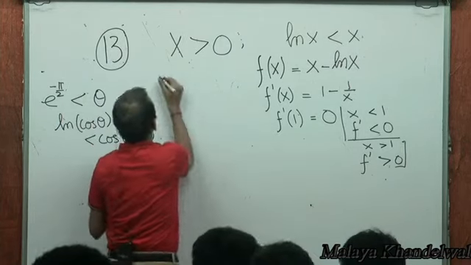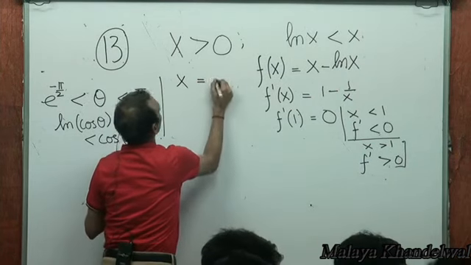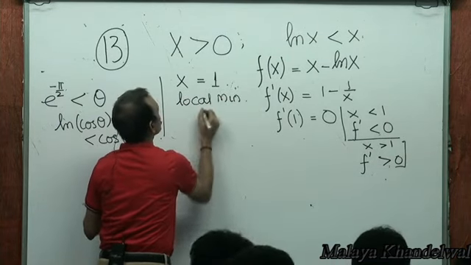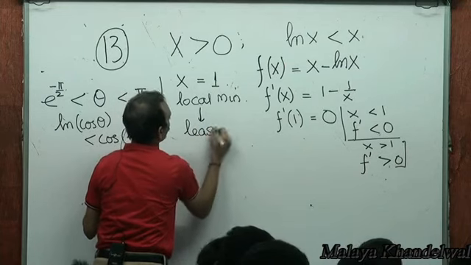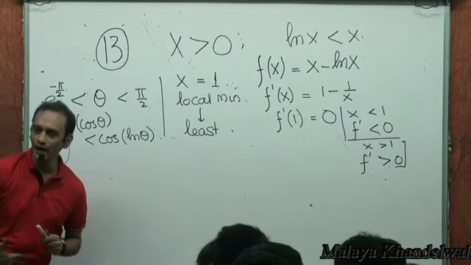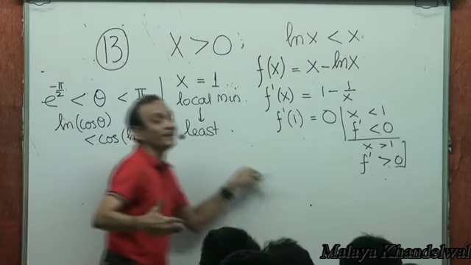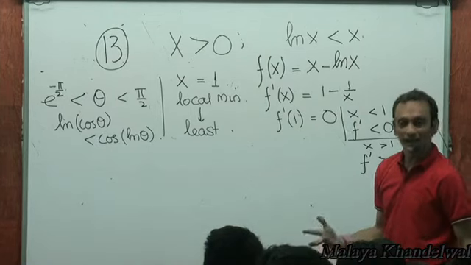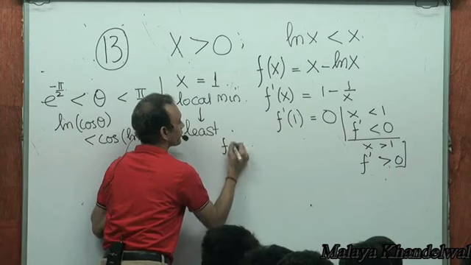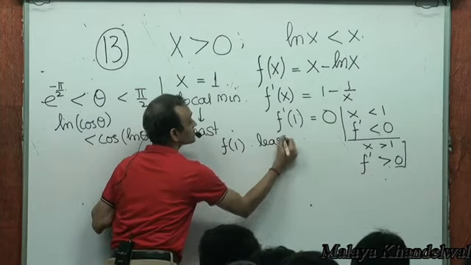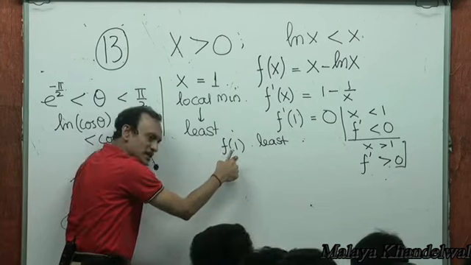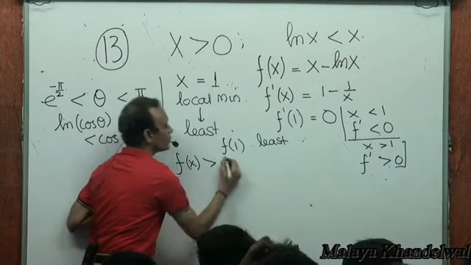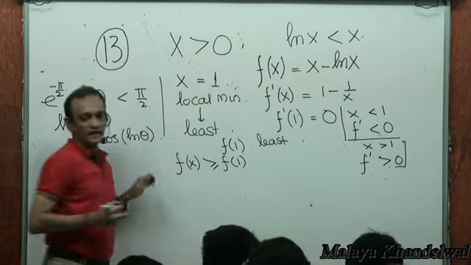Yes or no? X equal to 1 is not just a local minimum. Being the only stationary point, it's also the least value or the global minimum of the function. That means f1 must be the least, yes or no? Least means that for any x greater than 0, f1 is the least of all the fx's. That means fx must be greater than or equal to f1.